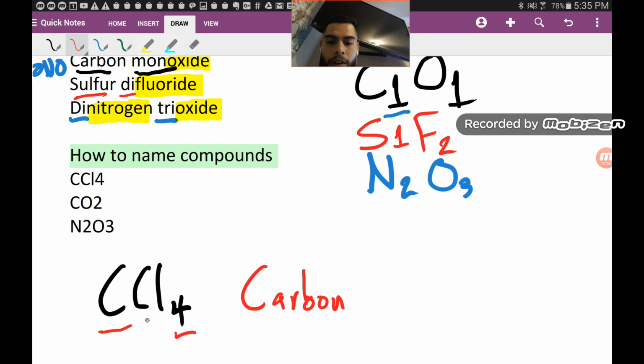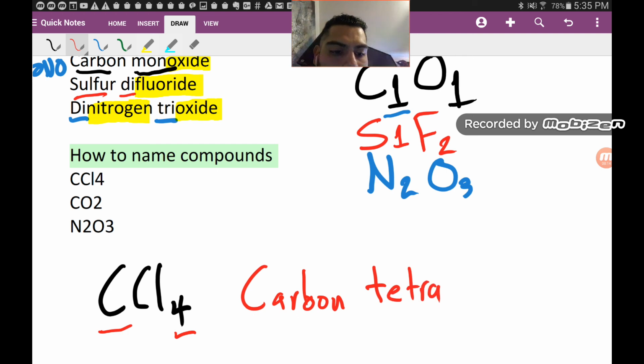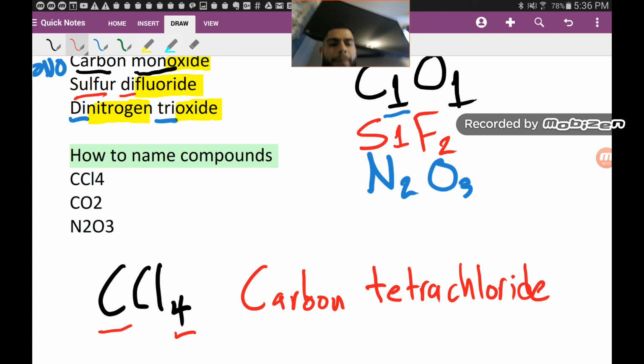And then we have 4 Cls. That is chlorine, and we change the ending to ide, so it's going to be chloride, and we have 4, so we're going to say tetrachloride. Okay, so from the formula, C, 1 carbon. Once again, we do not say mono, we just say carbon. And then we have 4 chlorines, tetra. That means that we have tetrachloride, 4 chlorines.